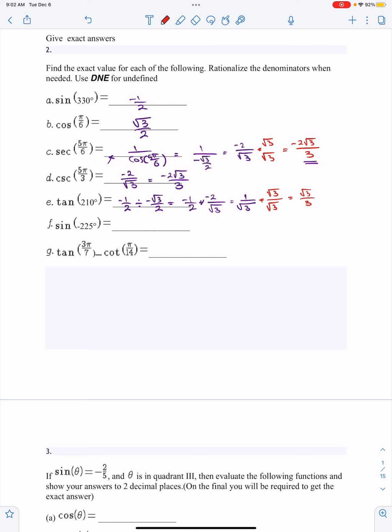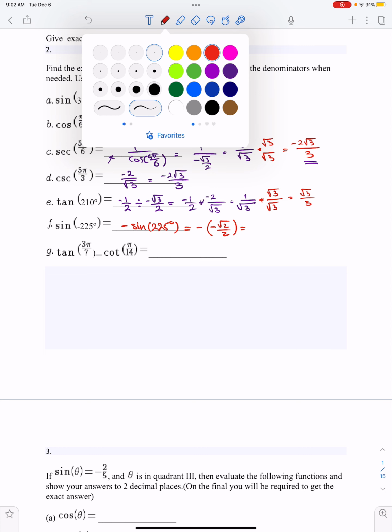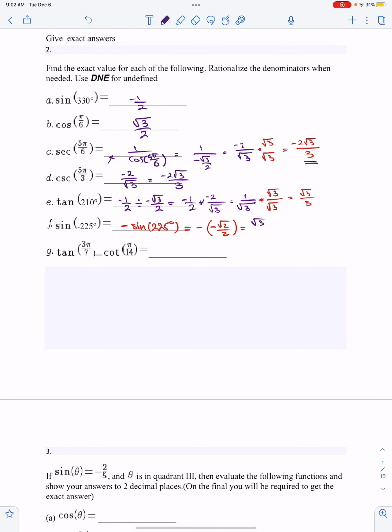Sine negative 225. We know this is the same as negative sine 225 degrees because sine is odd. So this is negative times sine 225, which is negative square root of 2 over 2, negative square root of 2 over 2, which is going to be negative times negative is positive. So I'm going to write the answer positive square root of 2 over 2.